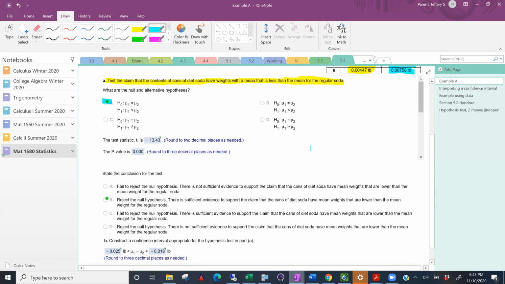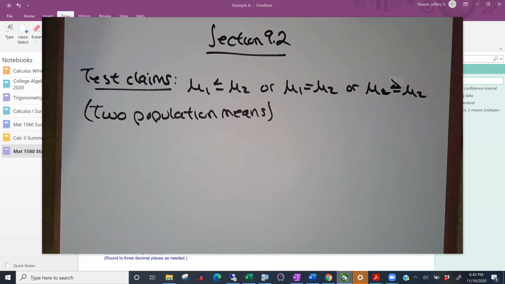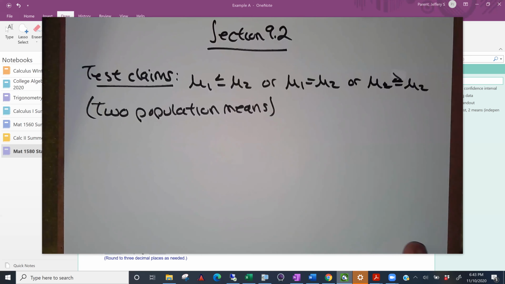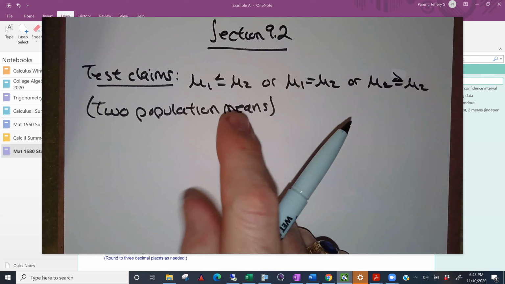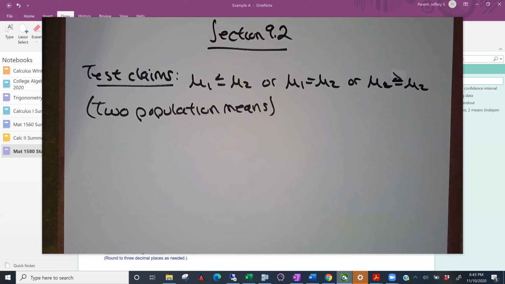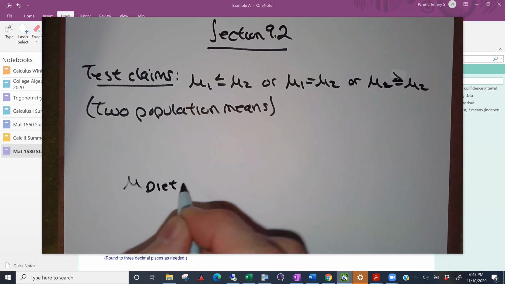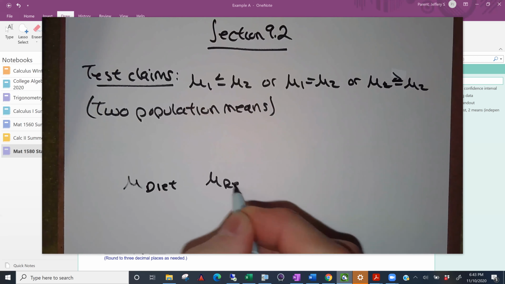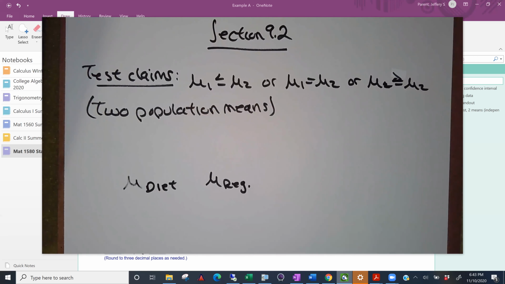So, all right. Let's see if we can set up an alternative hypothesis. We're testing claims about means, and we're going to test a claim about the diet soda versus the regular soda in terms of their weights. And which way should I put the inequality or the equal sign? What should go in here for my original claim?